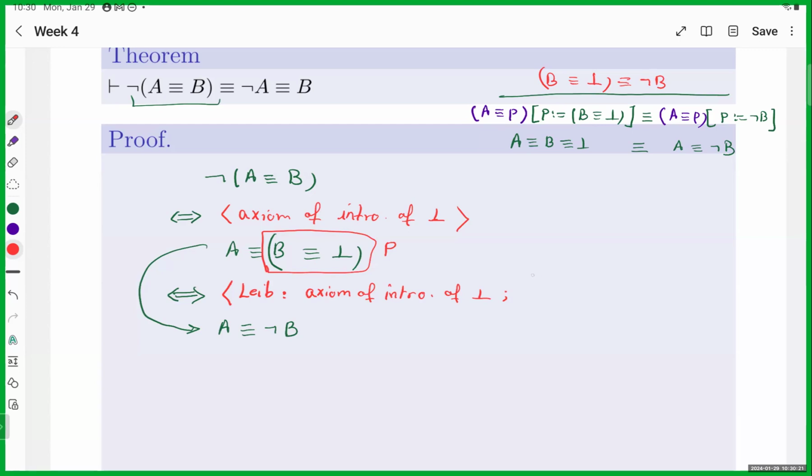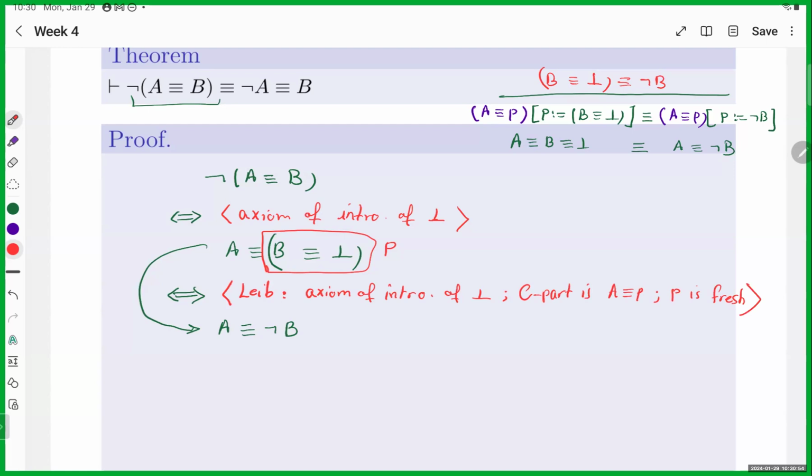You just have to write that the C part is A is equivalent to P. Now, you also need to say that P is a fresh variable. What does it mean, fresh? Let me remind you. Fresh means it doesn't occur in any of the formulas that are there, in this case, A and B. P is a fresh variable means it does not occur in A or B.